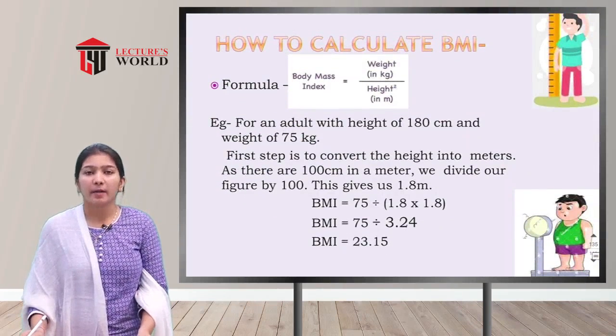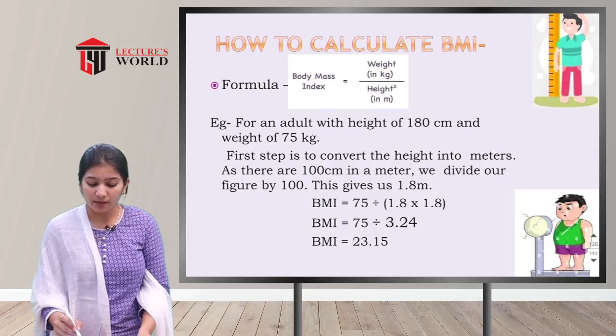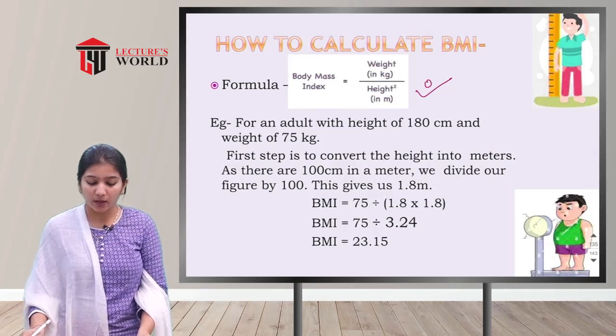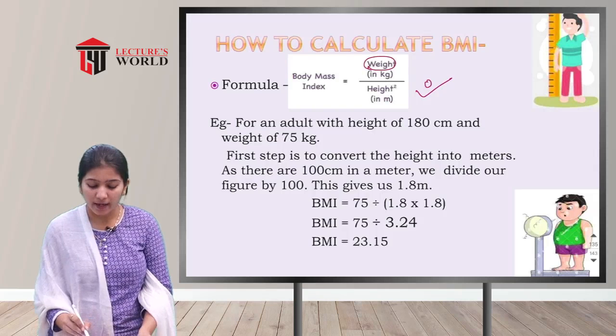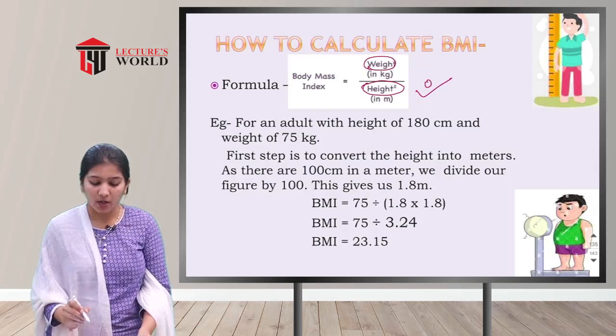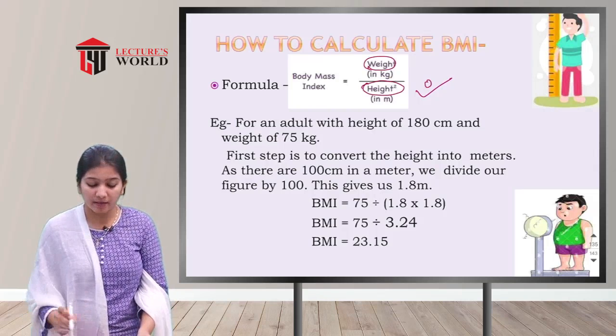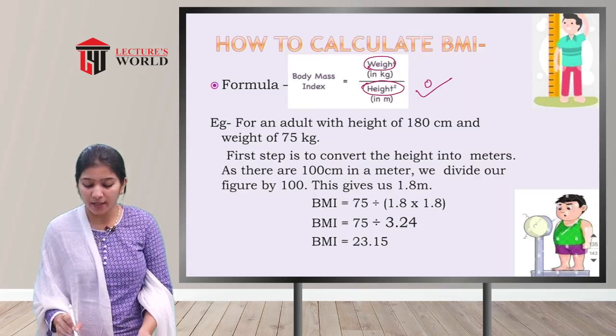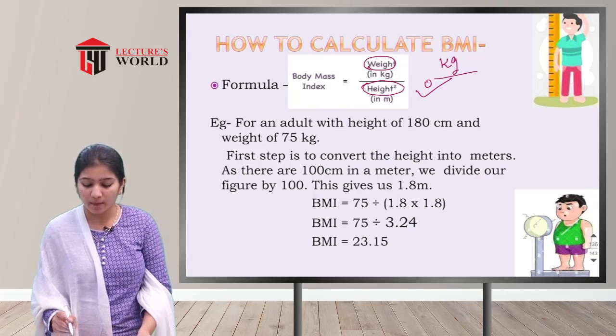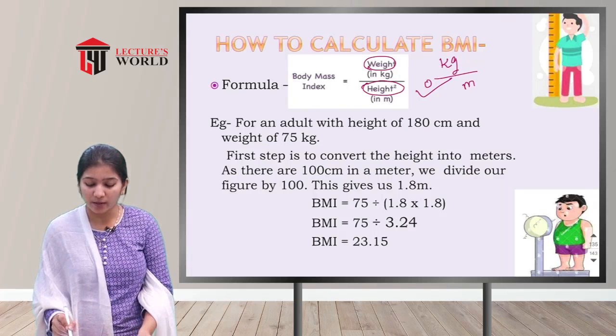How to calculate BMI? Okay, so this is the formula to calculate the body mass index. In the formula they have mentioned the weight and the height. The formula of body mass index is: body mass index is equal to weight upon height squared. Weight you need to measure in kilograms and height you need to measure in meters, and you need to do a square of this.